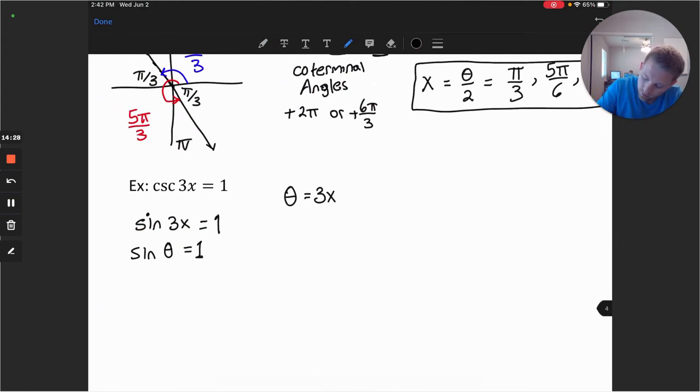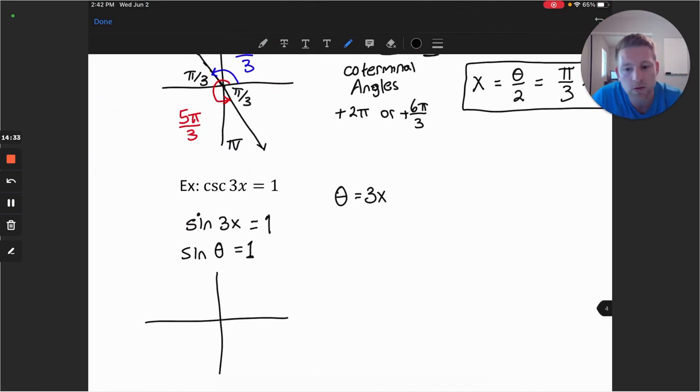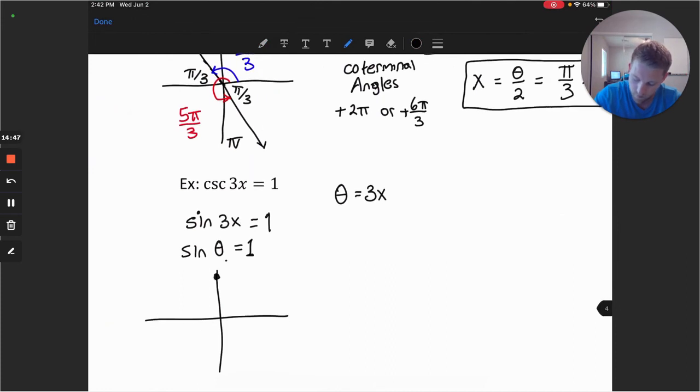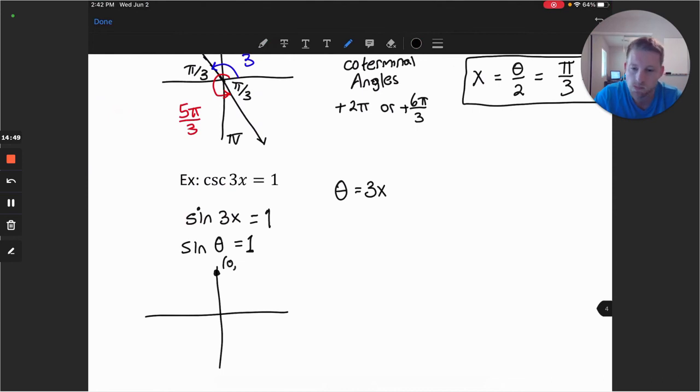Well, on our unit circle, my sine is always representing the y value. And so where does our y value become 1, or sine become 1? That's at this top point of (0, 1) on our unit circle. This happens to be at pi over 2. So this angle pi over 2 is the only place where my sine is going to be exactly 1.